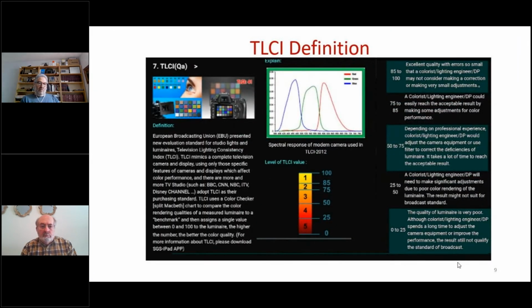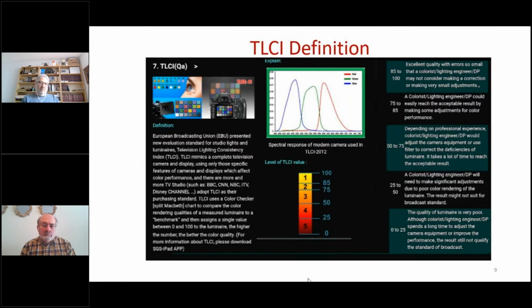So TLCI basically is a standard presented by European Broadcasting Union, and it's a new evaluation standard for studio lights and luminaires. Basically, it mimics a complete TV camera and display, and it only considers the parameters that are related to color performance. It uses a color checker, the chart that compares the color rendering qualities of the luminaire to a benchmark, and it assigns a value from 0 to 100.